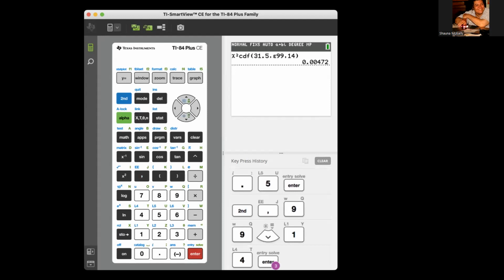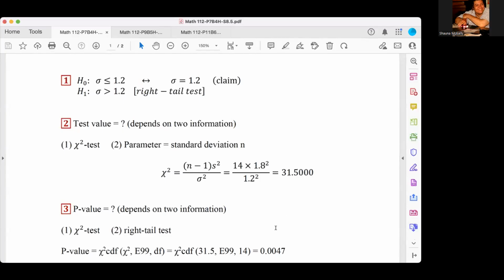Remember, degree of freedom is 1 less than n here. Yeah, n minus 1, 14. Okay, I'm going to stop sharing my window and go back to my example. So 0.0047, that's my p-value.